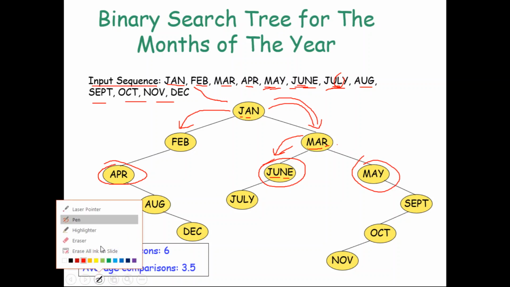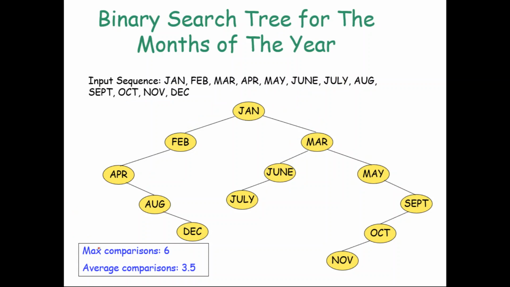So for example, what is the worst case complexity of this algorithm? In the sense, if you want to search whether the key value November is available in the tree, then how many searches do you have to do? You have to do 6 searches: 1, 2, 3, 4, 5, 6. That is the maximum number of comparisons required for this search. And the average case is 3.5.